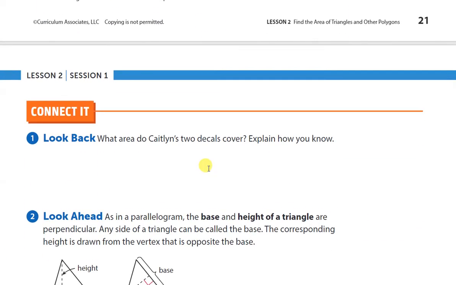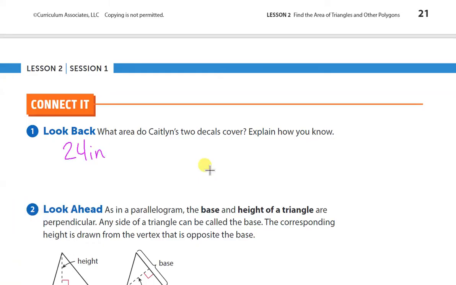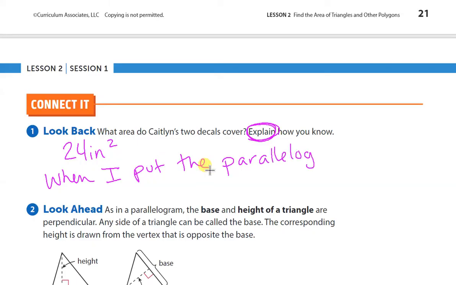Okay, looking back, what area do you think Caitlin's 2 decals cover? I think that's going to be 24 inches squared. And explain how you know. That's the important stuff here. This curriculum is very explanation based. So let's stop and think for a second how we can explain that. Well, when I put the triangles together to make a parallelogram, I was able to multiply the base times the height to find the area.